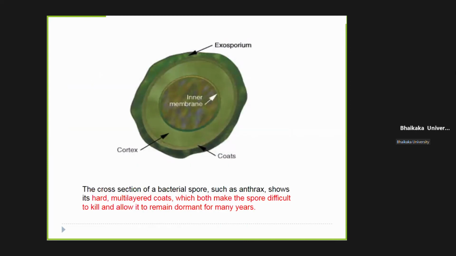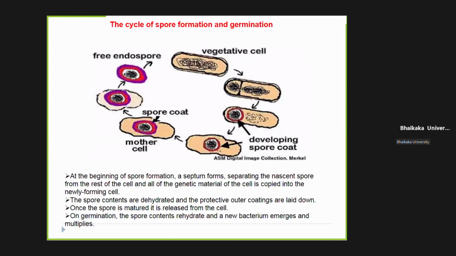This is the cross section of a bacterial spore, like anthrax, and it shows the hard multi-layered coats, which both make the spore difficult to kill and allow it to remain in the dormant stage for many years. First is the inner membrane, then there is a cortex, then the outer one is the coat, and then the exosporium.